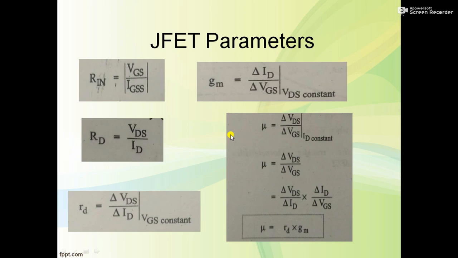So in this slide, I'm going to explain the important parameters of the JFET. The first one is input resistance. The first parameter of the JFET is input resistance. This input resistance is given by the ratio of VGS and IGSS, that means gate to source voltage divided by gate to source saturation current.